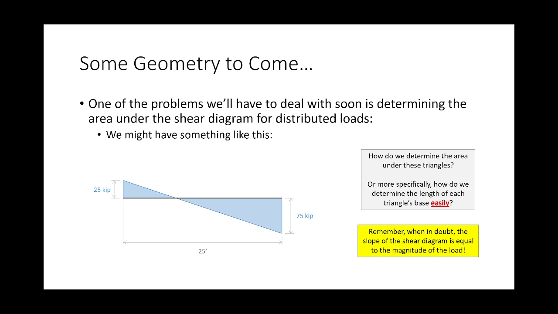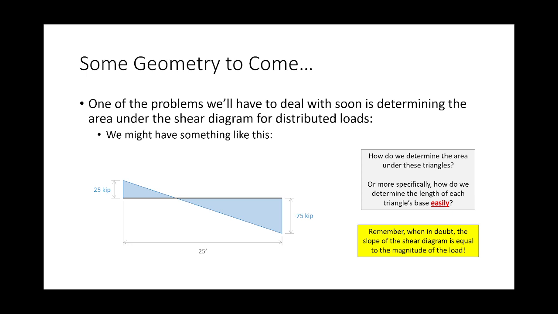So this is a sort of snippet of a shear diagram. And as you know, what we are going to have to do is determine the areas of the shear diagram. Okay? So I have a shear diagram that jumps up 25 kips and then it crosses down to negative 75 kips. And it does this over a distance of 25 feet. Okay? So the question is, how do we determine the area of these two triangles? And specifically, how do we do it easily?